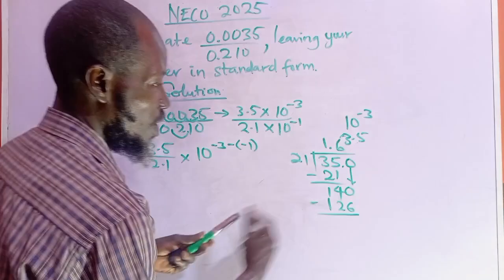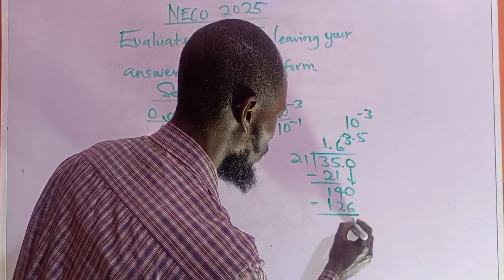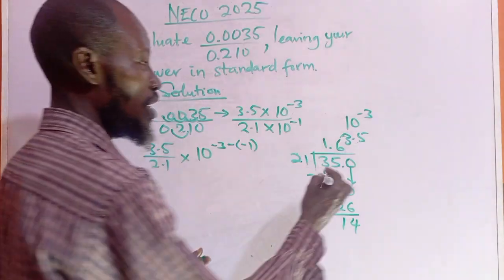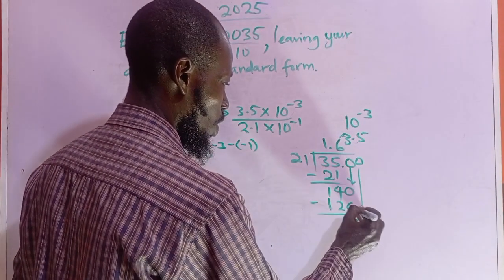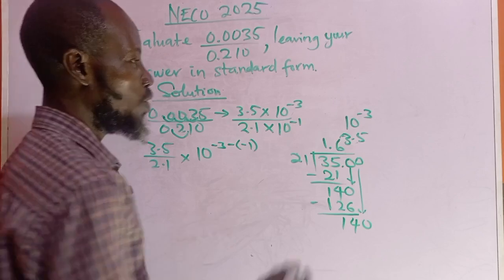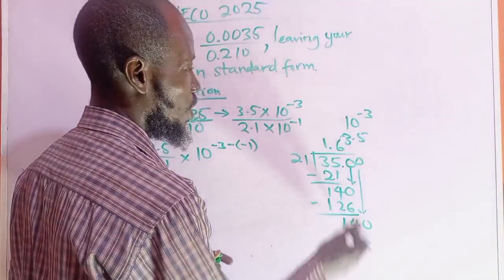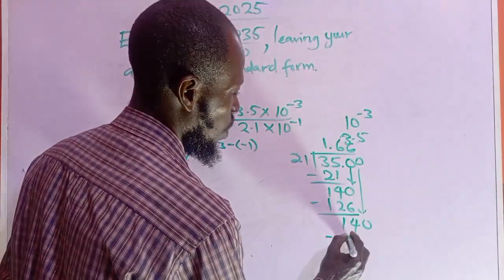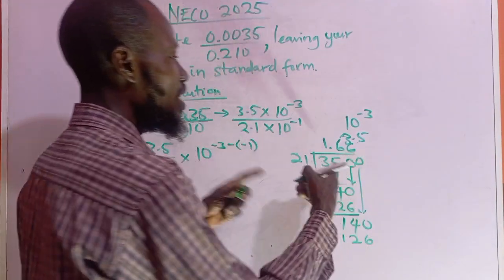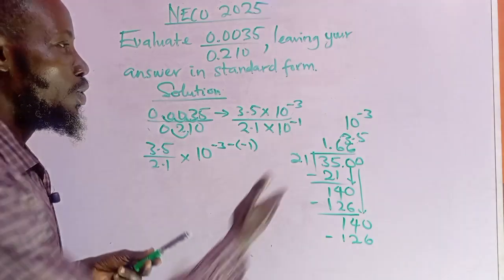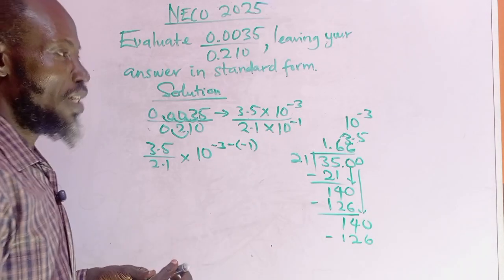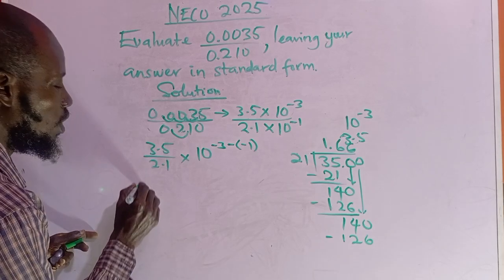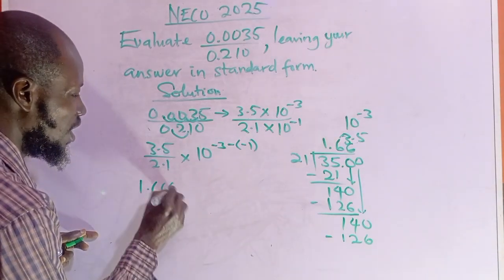So this is 14 again. So introduce another 0 and bring it down. We still have 140. 21 in 140 is still the same as 6, and 6 times this gives us 126. So we can see we have a repeated, or recurring decimal. So for this, 3.5 over 2.1 is going to be 1.666.